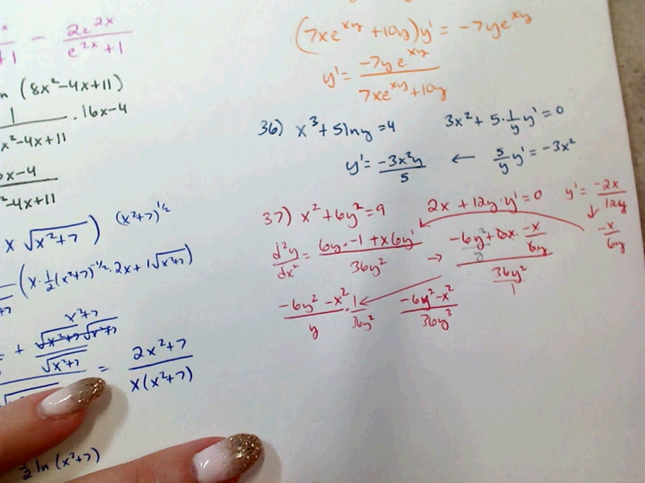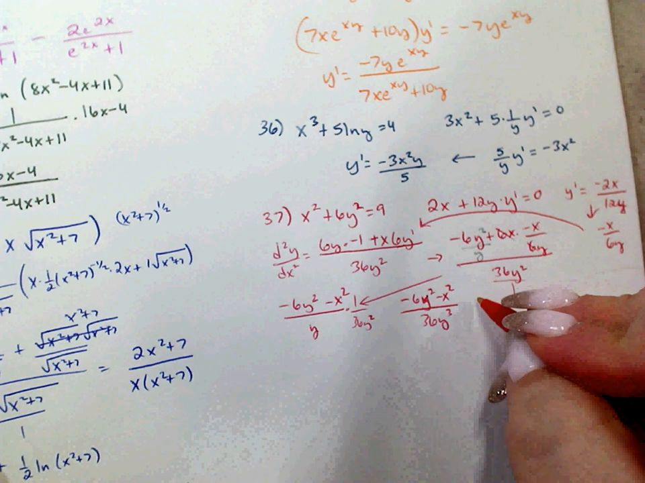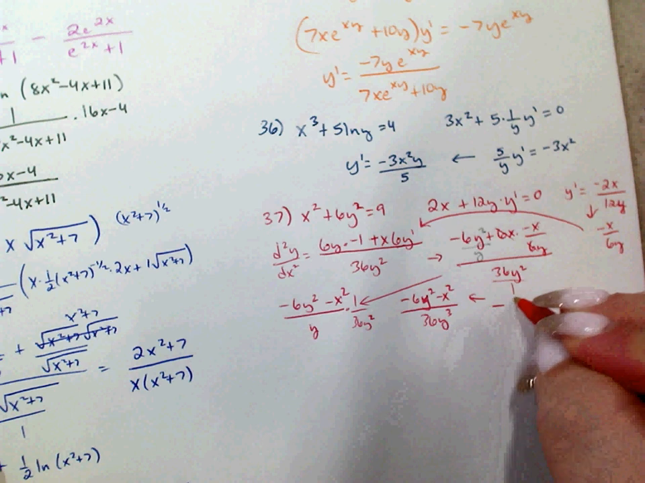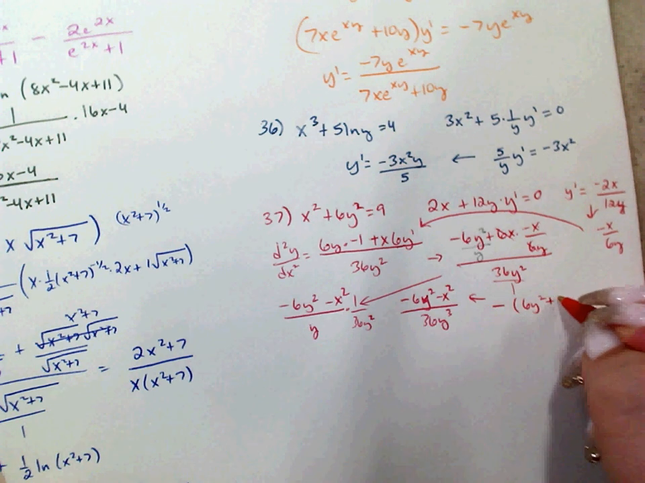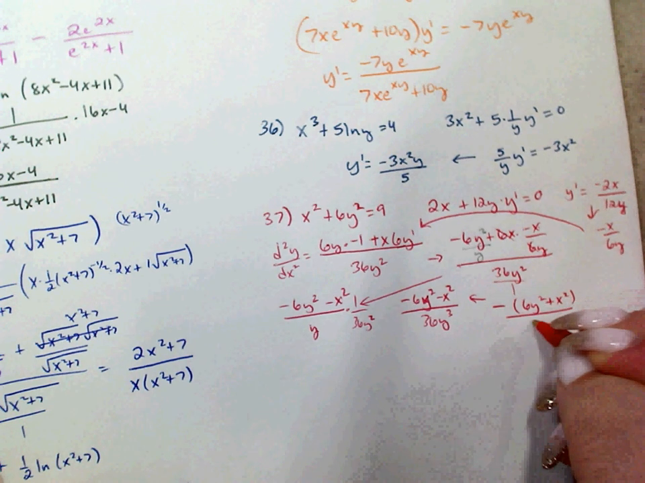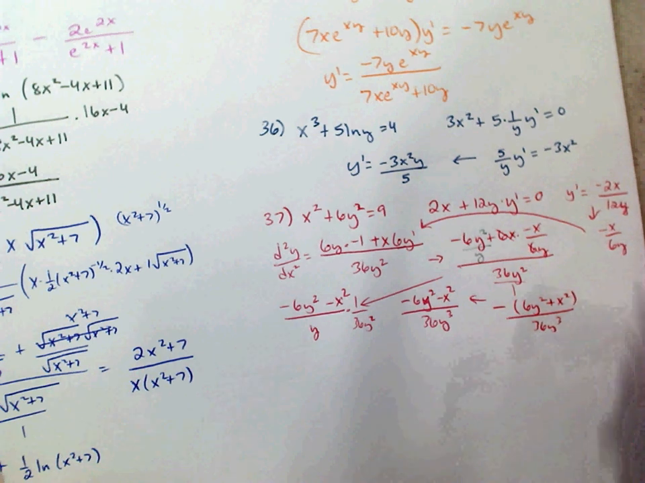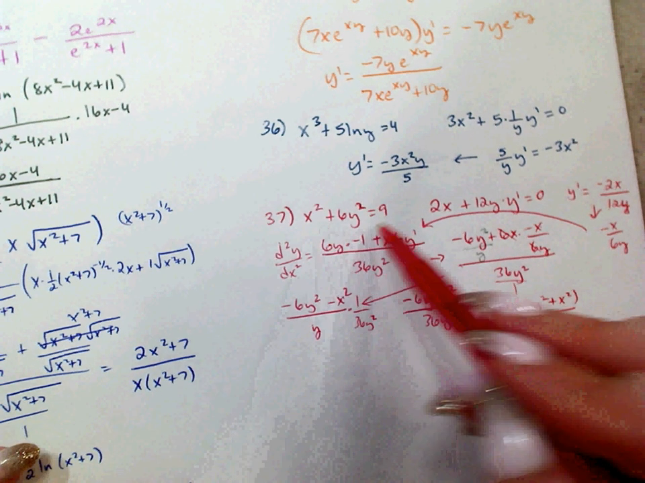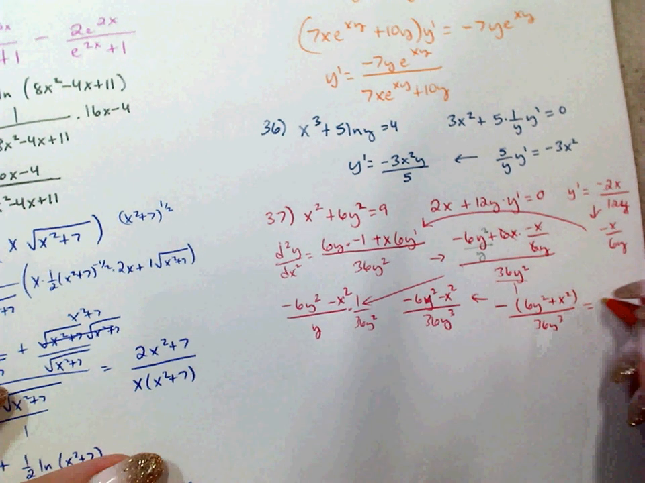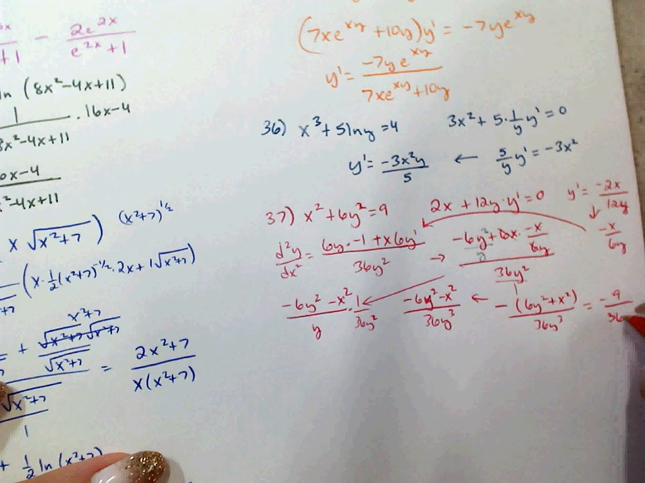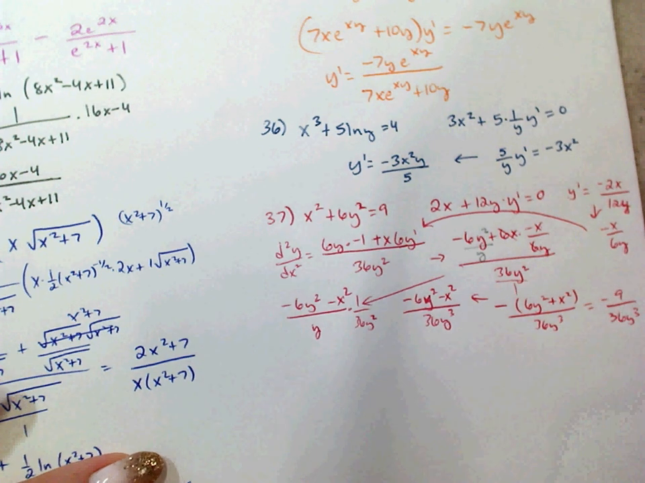Interesting. If you factor out the negative right here, then you're left with negative 6y squared plus x squared over 36y cubed. X squared plus 6y squared is 9. So that's what they did. Negative 9 over 36y cubed, which is just negative 1 over 4y cubed. Cute!